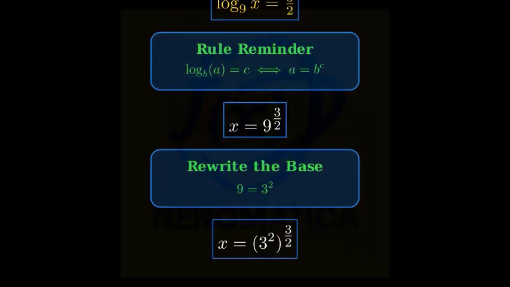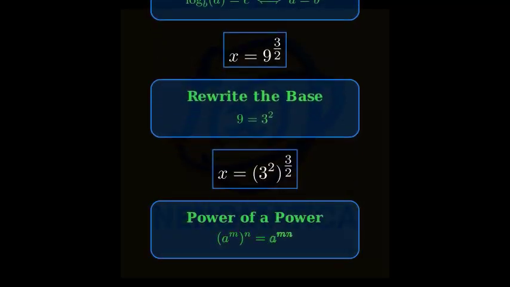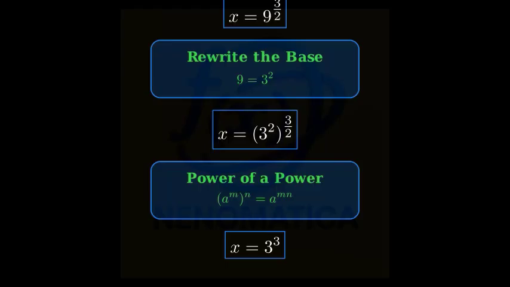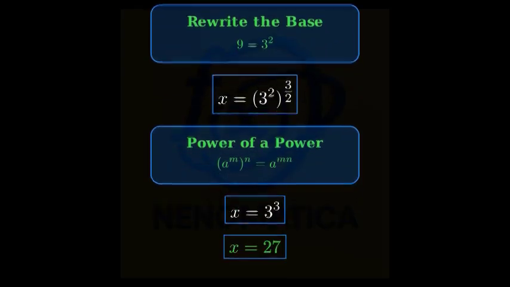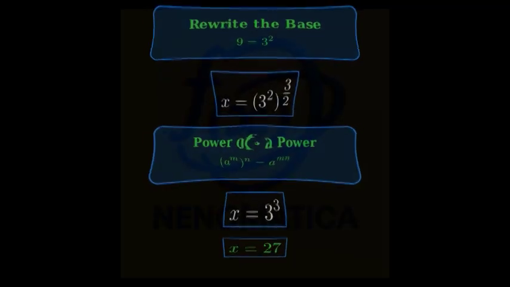Therefore, x equals open parenthesis 3 squared close parenthesis to the 3/2. Use the power of a power rule to multiply exponents: 2 times 3/2, which equals 3, yielding x equals 3 cubed. Compute the value to get x equals 27.